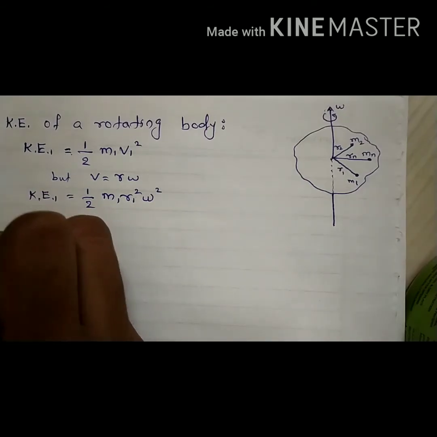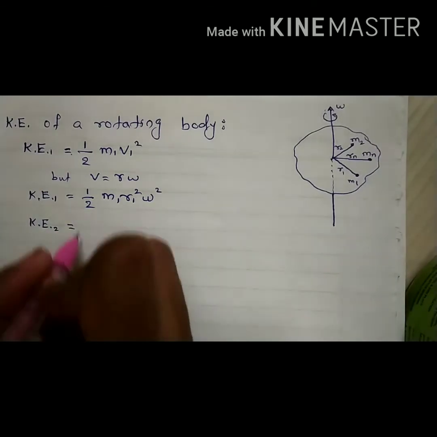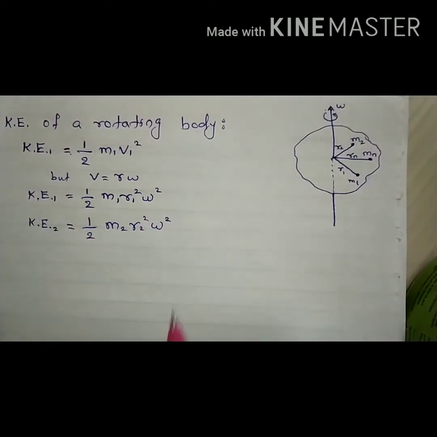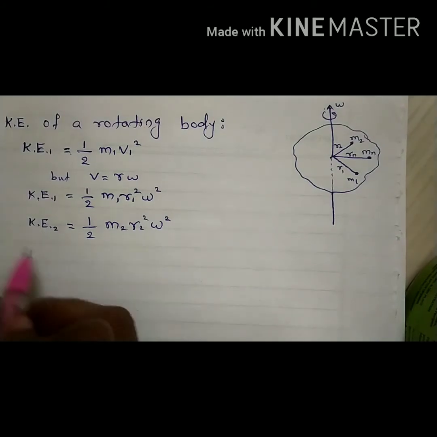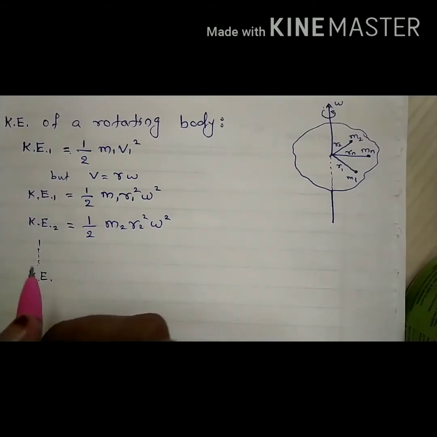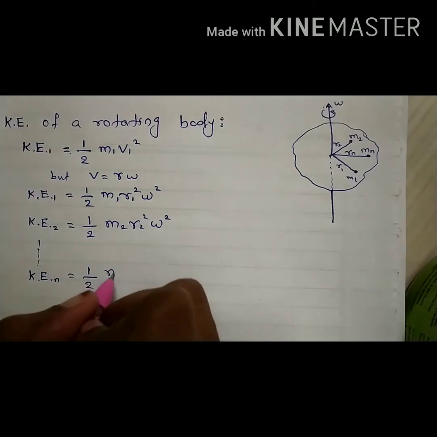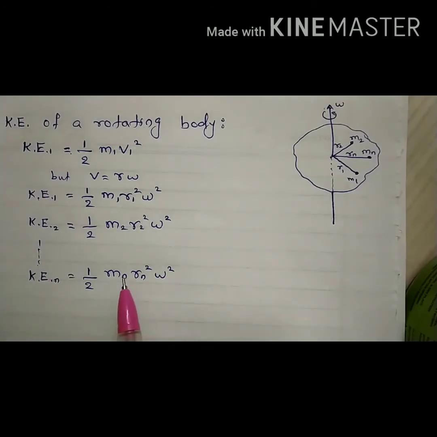In the same manner, kinetic energy for particle of mass m2 is equal to half m2 r2 square omega square. In the same manner we can calculate kinetic energy for the third particle. And finally I am going to calculate kinetic energy for the particle of mass mn. So kinetic energy for the nth particle is equal to half mn rn square omega square. This is the kinetic energy for the particle of mass mn.